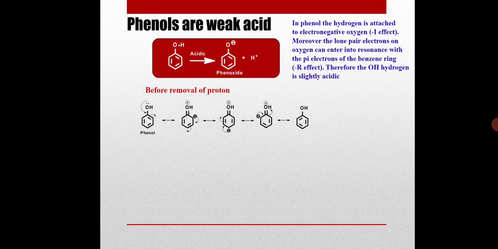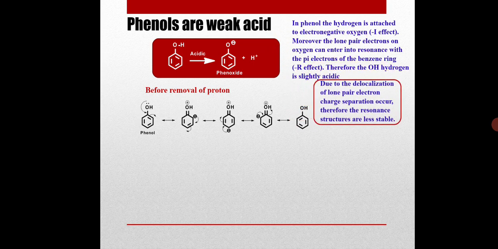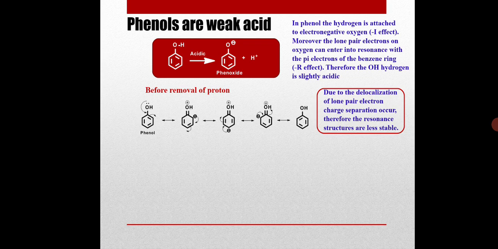These are the resonance structures when the lone pair electrons enter into resonance with the pi electrons of the benzene ring. As this delocalization of the lone pair electrons happens, there is a charge separation, and therefore the resonance structures of phenol are less stable.